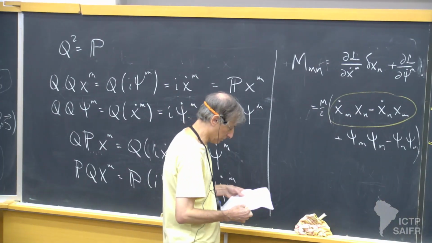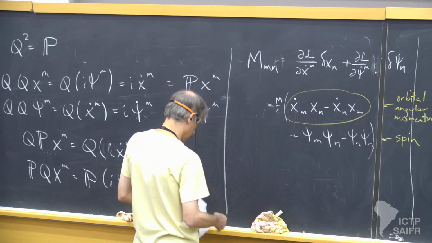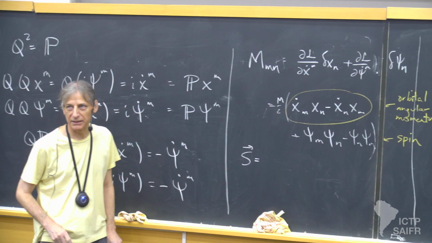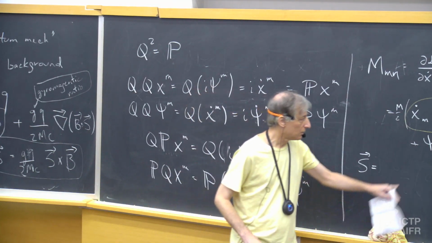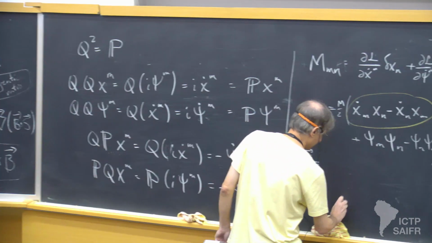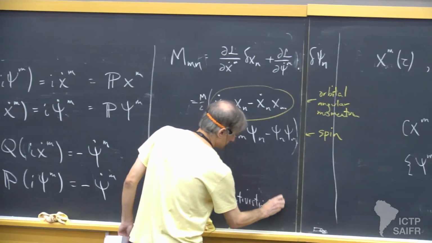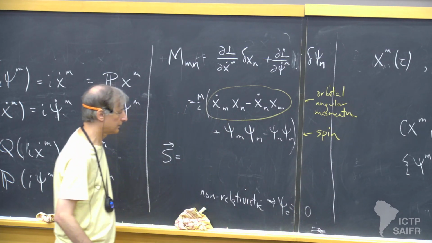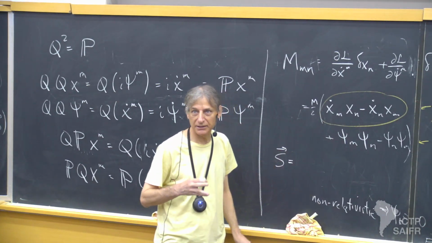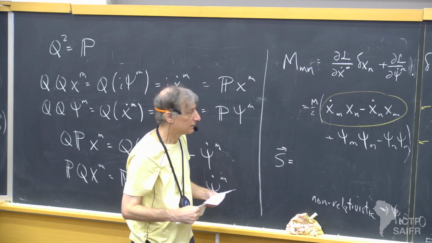Okay, but we want to go further, so we want to see why this should be identified with spin. Now there's something I'm going to tell you here which I'll try to explain later, but not in great detail. When you go to the non-relativistic case, psi 0 equals 0. Okay, I'll explain this later, but non-relativistic implies psi 0 equals 0. When psi 0 equals 0, this tensor only has 3 independent components, because remember, it's antisymmetric in m and n. So this I'm going to call S m n.